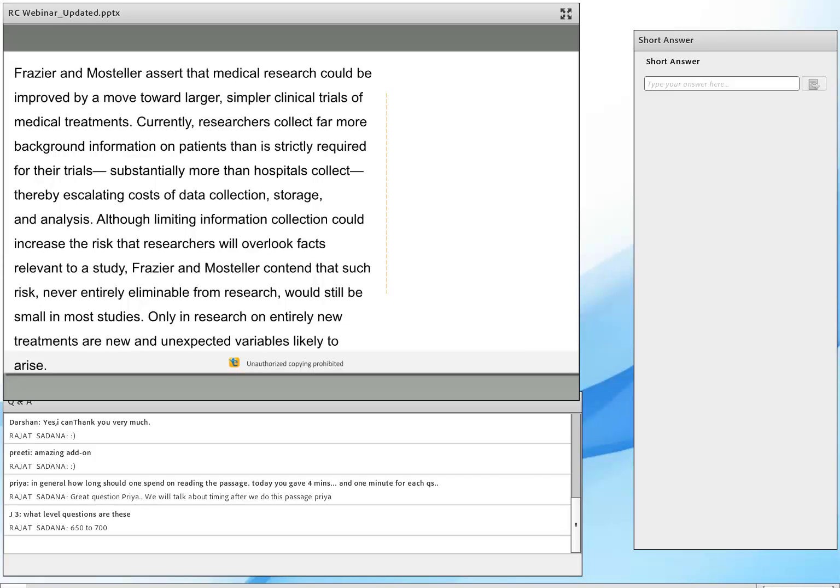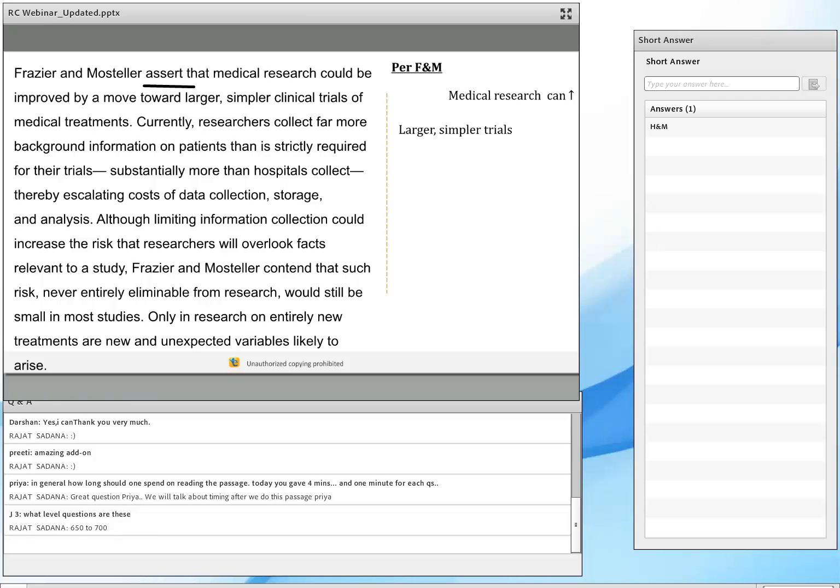Frazier and Mosteller assert. When you see assert, it's deem. It's something that we did in the last passage. So it's like the author is saying, it's not my opinion. It's FNM's opinion. And when I said FNM, it reminded me of an M&M. So assert that medical research could be improved by moving toward larger, simpler clinical trials of medical treatments. So I pause over here and I say, okay, this is not the author's opinion. This is per FNM, and they say medical research can be better. So better is by moving towards larger and simpler trials. Now, this is H&M, by the way.